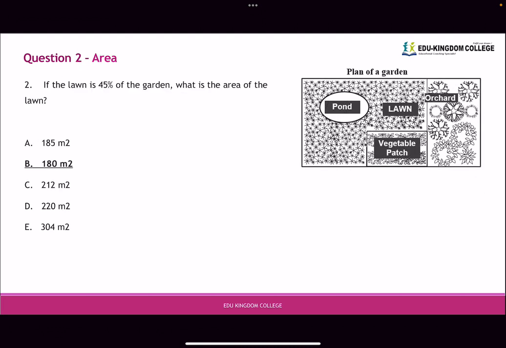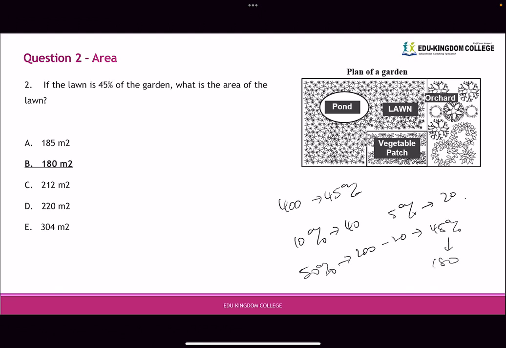Question 2, sorry. The area of the lawn is 45% of the garden, so it's 400 and then 45% of that. Let's take what 10% is. 10% is going to be 40, 5% should be 20. Actually, let's do 50%, and 50% minus 5% is going to be easier. So 50% is 200 minus 20, so 45% is going to be 180.